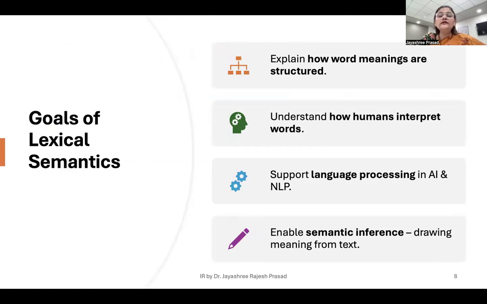So, what are the goals of lexical semantics? What does lexical semantics aim to do? It tries to explain how word meanings are structured and how we interpret them. In linguistics, it helps us understand language comprehension. In AI and NLP, it helps machines understand human language. For example, in chatbot or translation applications.